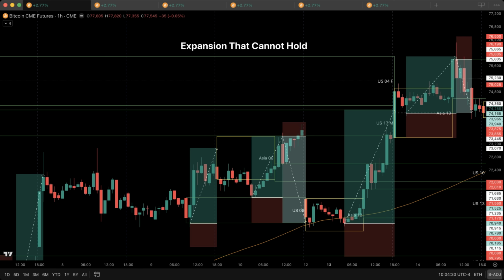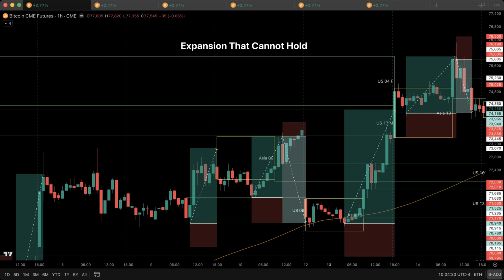Then the move starts. Price pushes upward. It reaches the lower boundary of the April 10th U.S. session box. It reacts immediately. You see the level. You expect continuation. You act. Then it slows.